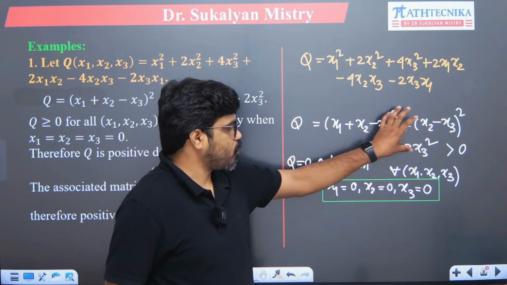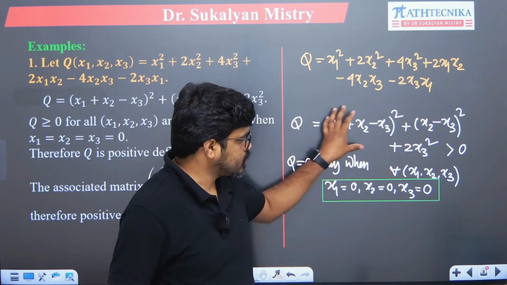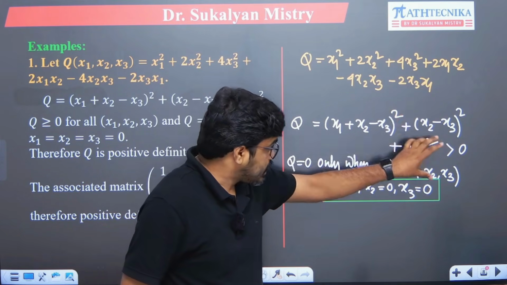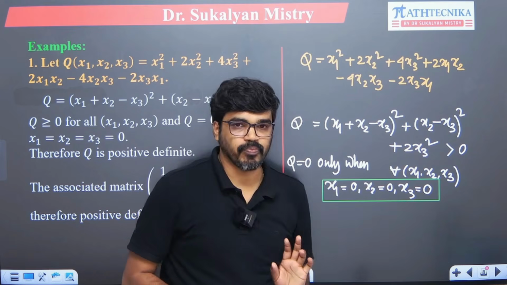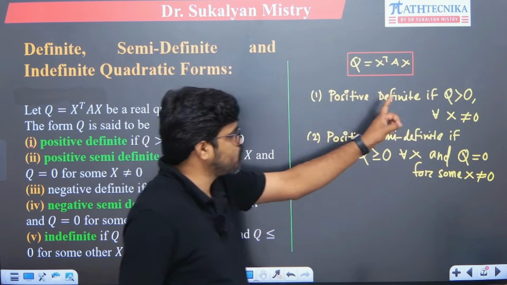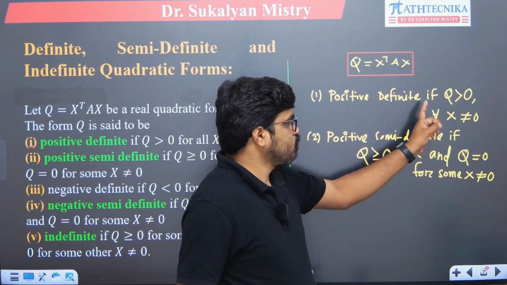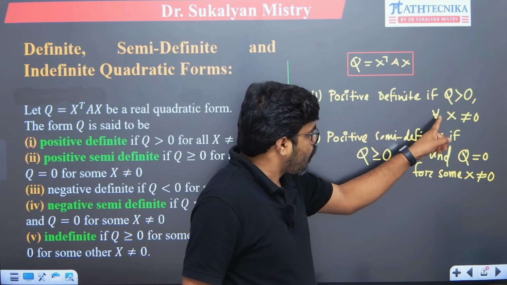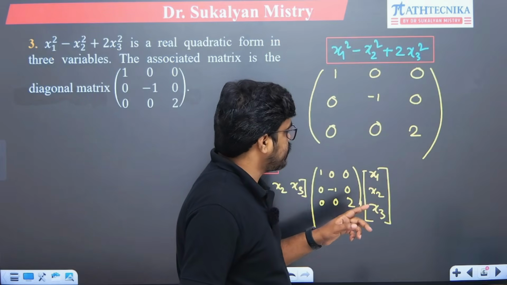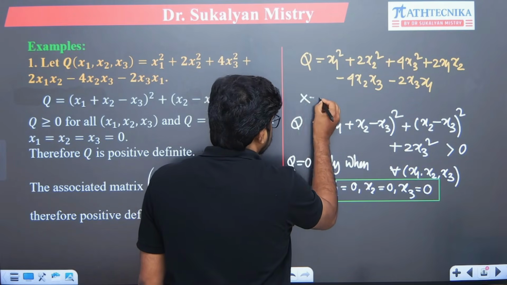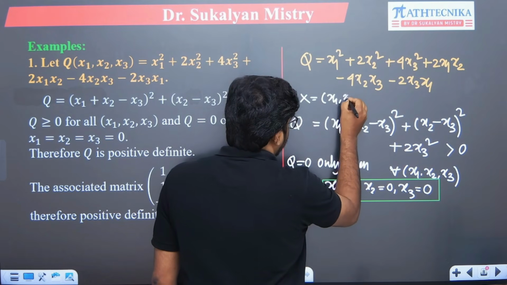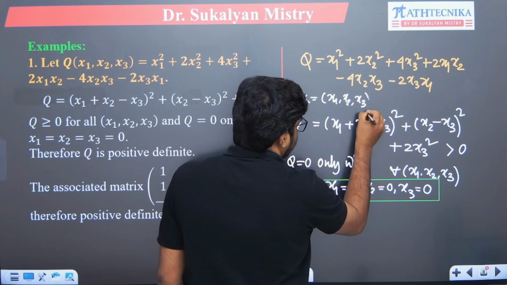This is always positive, right? So this is always greater than 0 and this expression will be 0 if x1, x2, x3 are 0. Which condition is being satisfied? q is greater than 0 for all x not equal to 0. Look, what does x mean? x means here x1, x2, x3.